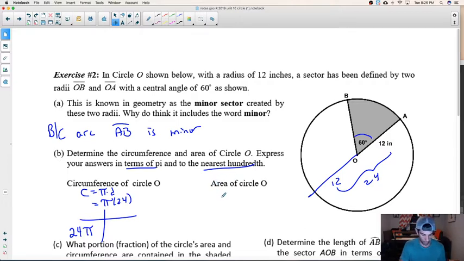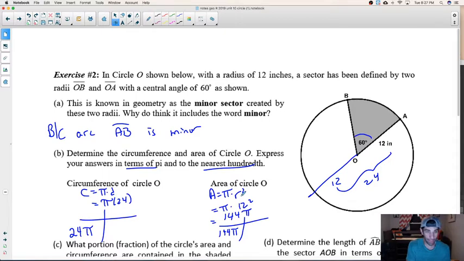And while I'm doing that, we can find the area, which is going to be pi times r squared. And that is going to be pi times 12 squared. That's going to be 144 pi. So one answer here would be 144 pi.